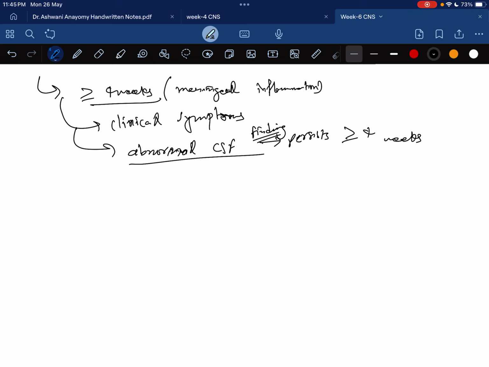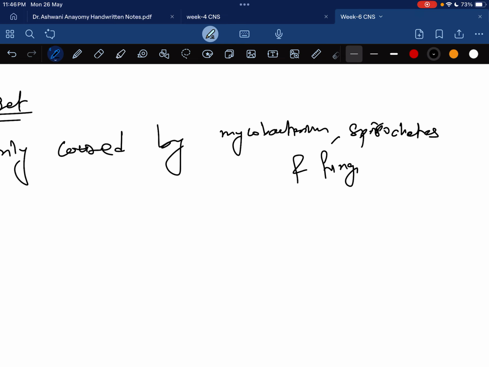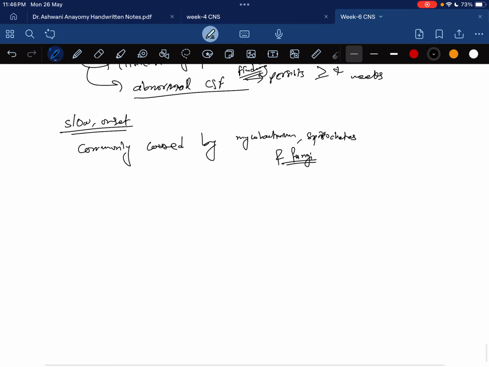Unlike acute pyogenic meningitis, it has a slow, insidious onset, and it is commonly caused by Mycobacterium tuberculosis, spirochetes, and then fungi. Moving on to the specific organisms.